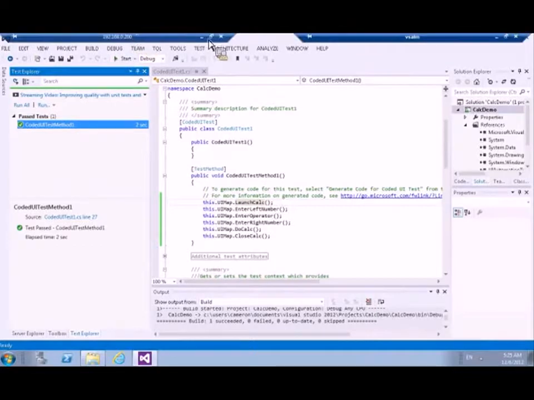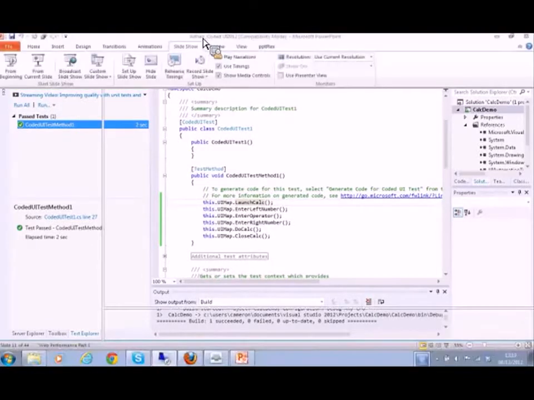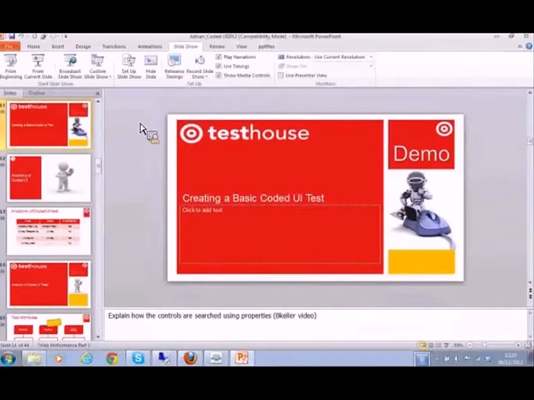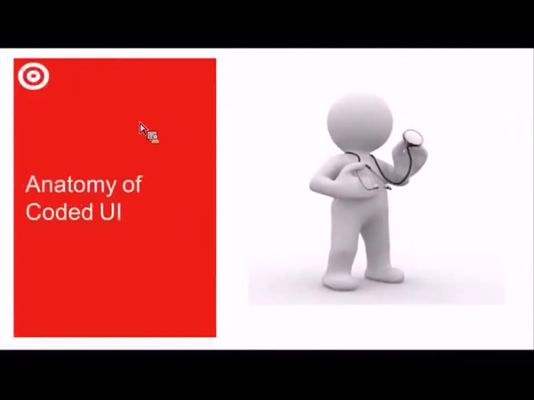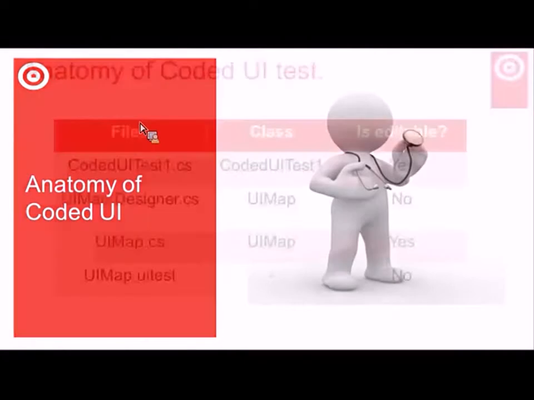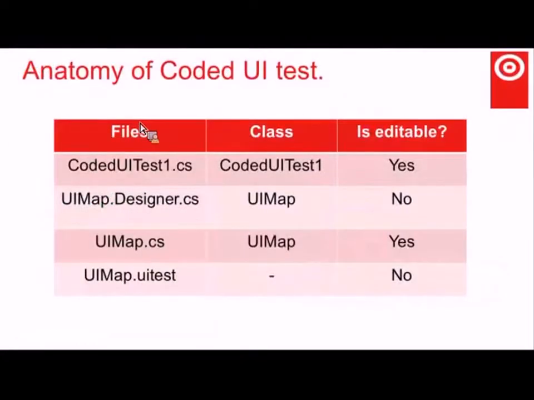So let's come back to our slides. So what is in a coded UI test? How is it built? We get 4 main pieces of code. The file coded UI test.cs is where we write our main code.